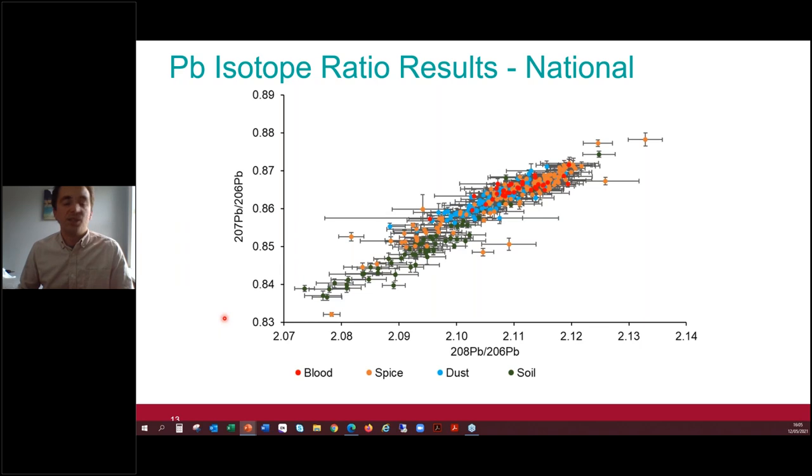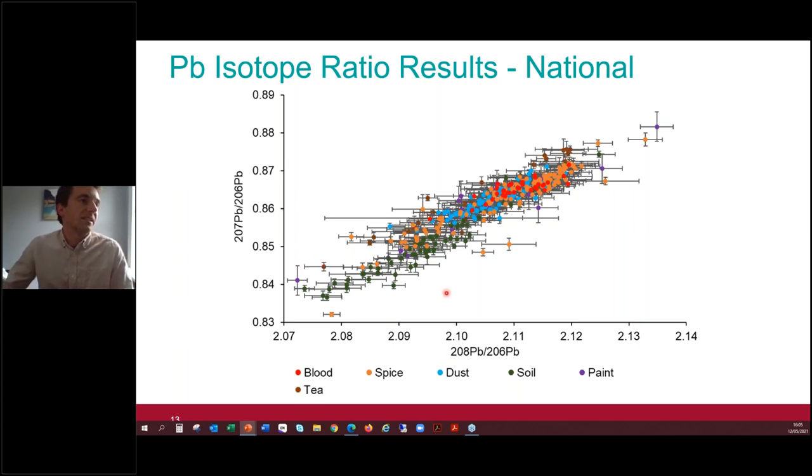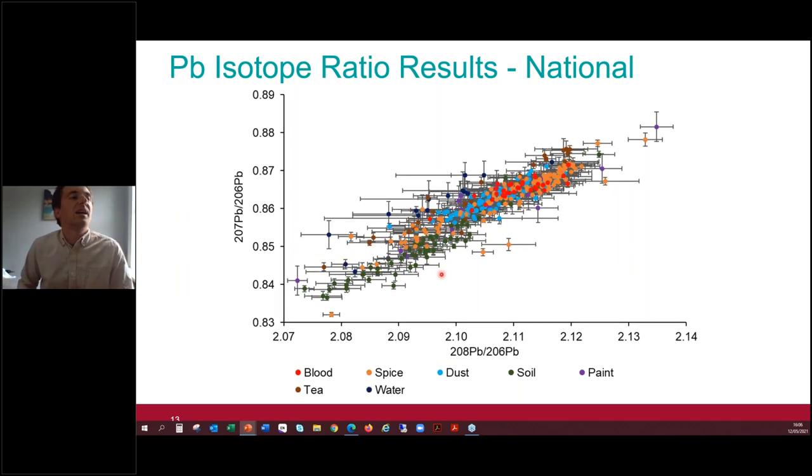Soils tended to plot lower down in this region. And then paints, we saw a distribution across this whole kind of range, not particularly looking so similar to the blood. Teas, again, plotted a bit higher on 207/206 ratio. And then water, they seem to cluster up here. And then the toys, milk, and flour samples were quite limited in the number of samples we could measure for lead isotope ratio composition, and they didn't add that much to the story there.